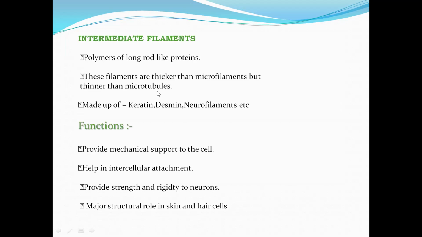The remaining one is intermediate filaments, made up of polymers of long rod-like proteins. These filaments are thicker than microfilaments but thinner than microtubules, made up of keratin, desmin, and neurofilaments. Their functions: they provide mechanical support to the cells, help in intercellular attachment, provide strength and rigidity to the nerves, or you can say neurons, and are a major structural load in skin and hair cells. So that is all regarding the cytoskeleton.